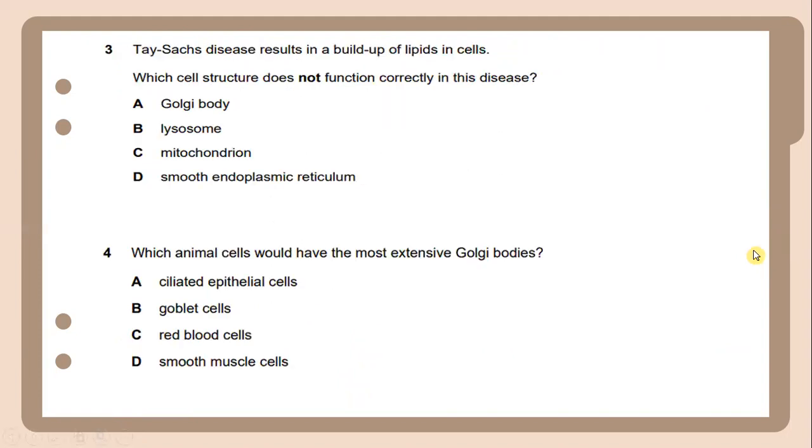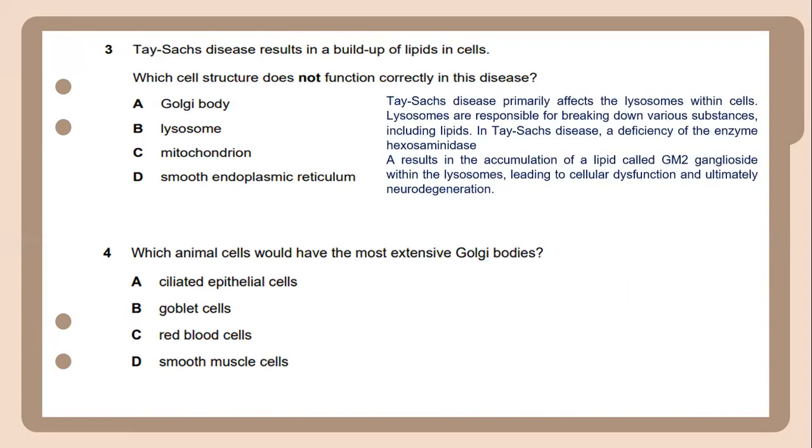360. Tay-Sachs disease results in a build-up of lipid in cells. Which cell structure does not function correctly in this disease? Tay-Sachs disease primarily affects the lysosome within cells. Lysosomes are responsible for breaking down various substances, including lipids. In Tay-Sachs disease, the deficiency of the enzyme hexosaminidase A results in the accumulation of a lipid called GM2 ganglioside within the lysosome, leading to cellular dysfunction and ultimately neurodegeneration. The answer will be lysosome.